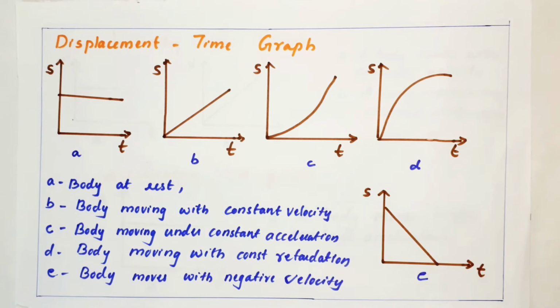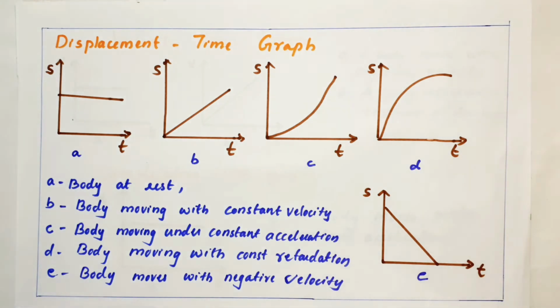Now I am going to discuss a few graphs. As the body is moving with a different speed, it means that we are giving acceleration to the body. It means the speed is not constant. The speed can be increasing or the speed may be decreasing.